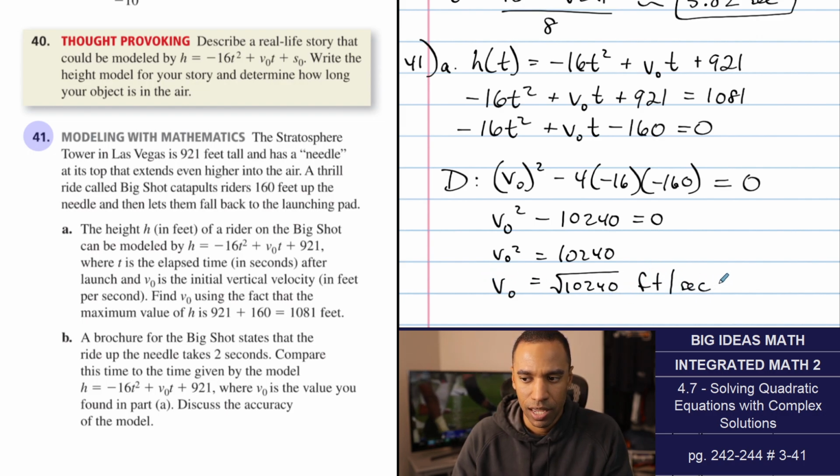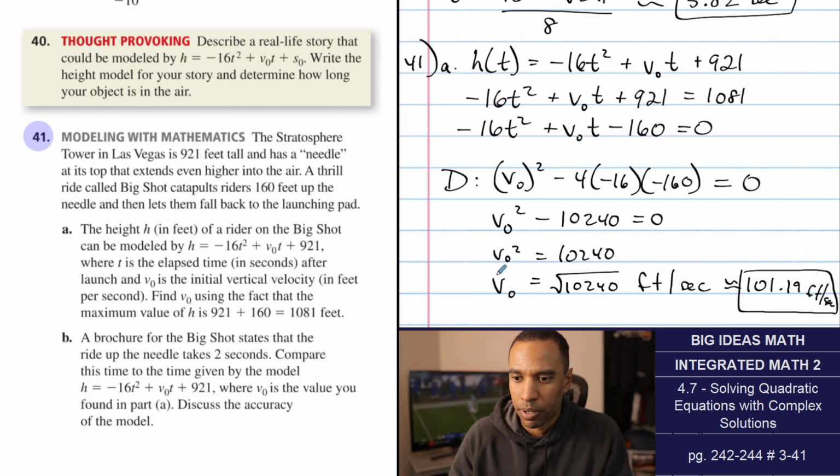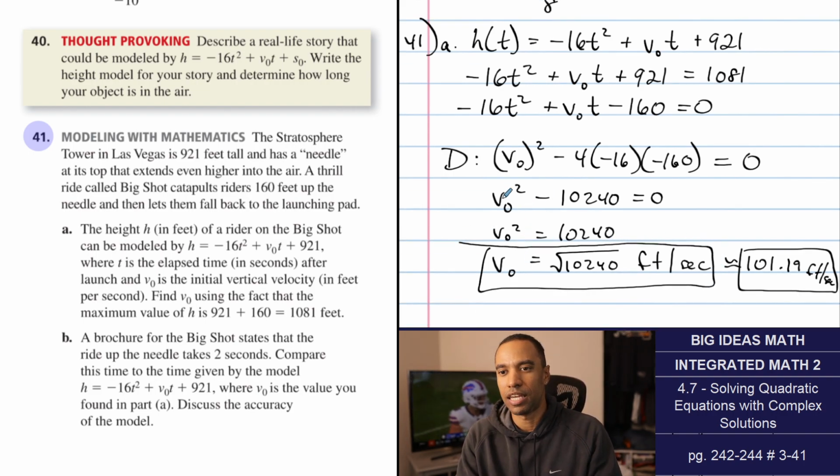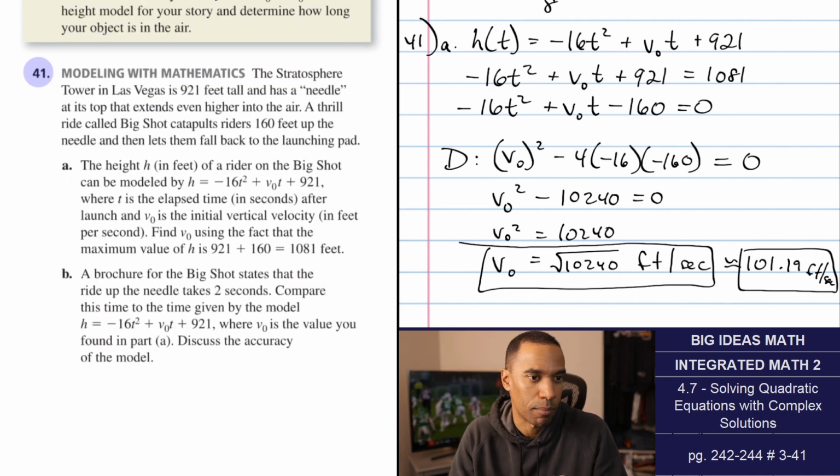Feet per second. It's around 101.19 feet per second, but it's not exact. Why didn't they give you clean, pretty numbers? Because they used actual numbers with this. It must shoot you up 160 feet in the air. That must be a true thing. So that must be how much they actually launch you.